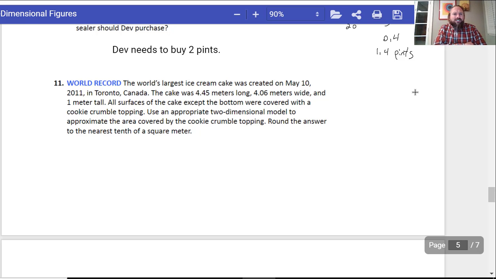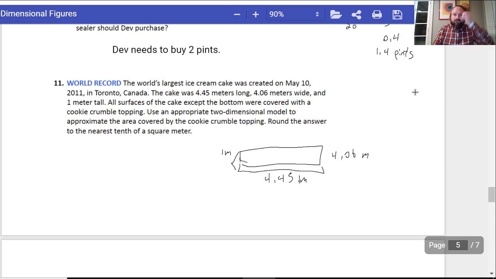The world's largest ice cream cake was created on May 10th. Well, forget that, I don't even know that. So it was 4.4 meters long and 4.06 meters wide and 1 meter tall. Oh, well then let's draw it in. It was 1 meter tall.